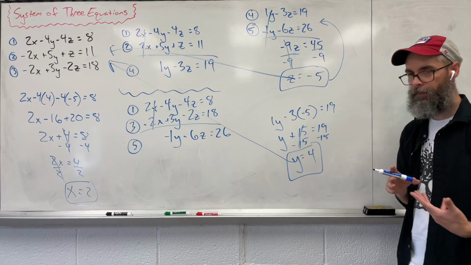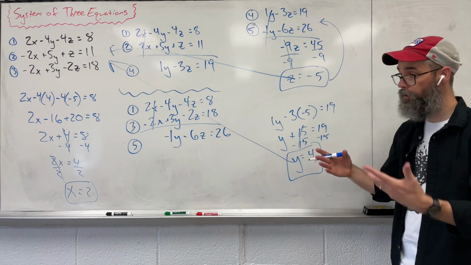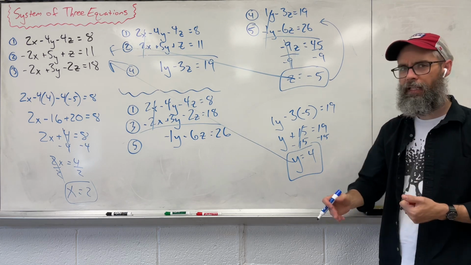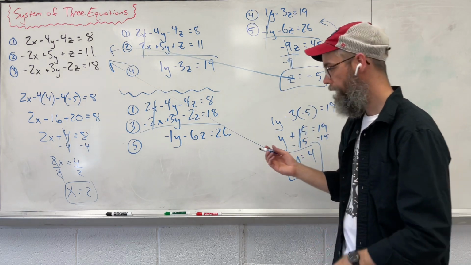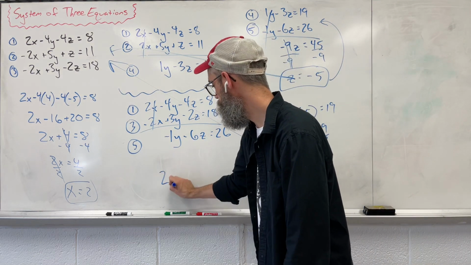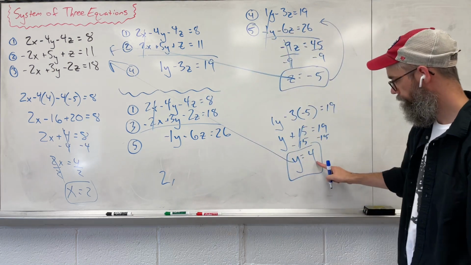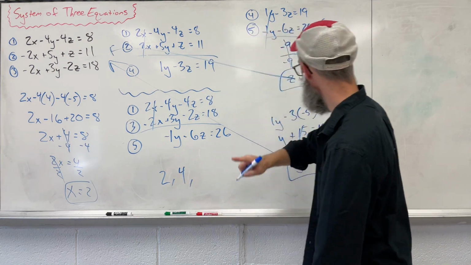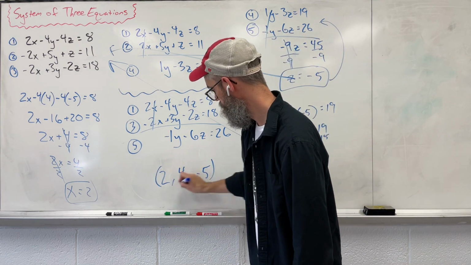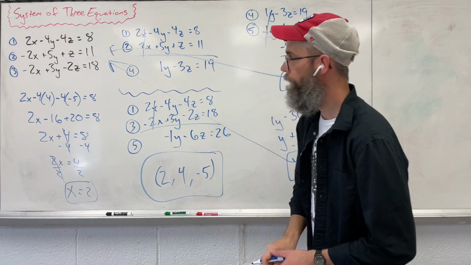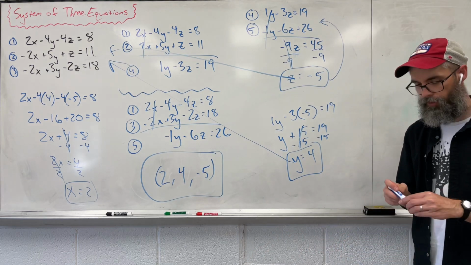Now, how do we write our final answer? Our final answer has to be written as a coordinate. It's a coordinate in 3 dimensions. So we need, instead of x comma y, it's going to be x comma y comma z. So our final answer, 2 comma 4 comma -5. And that is solving a system of 3 equations with 3 variables.